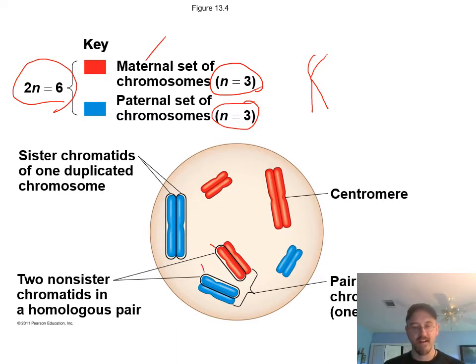Now, one other interesting term that we need to know is this chromatid here and this one here are non-sister chromatids in a homologous pair. So they're non-sister chromatids found on different homologous chromosomes. So they're homologous partners, basically. That's important because between non-sister chromatids in a homologous pair is where crossing over will occur later on.